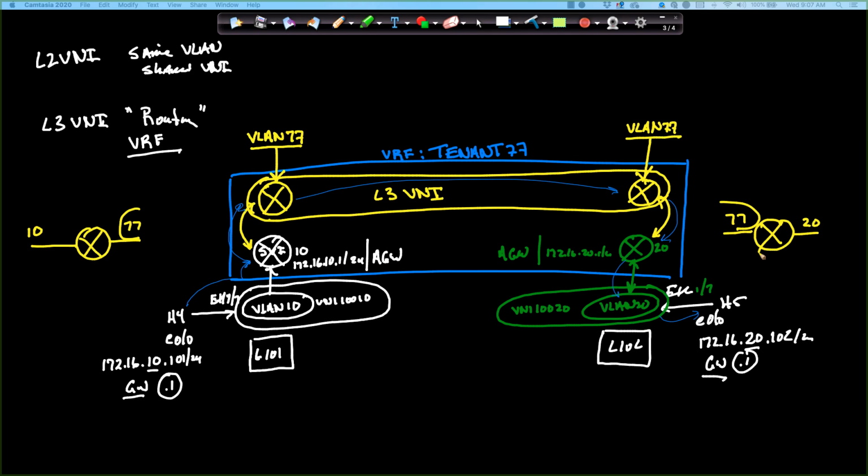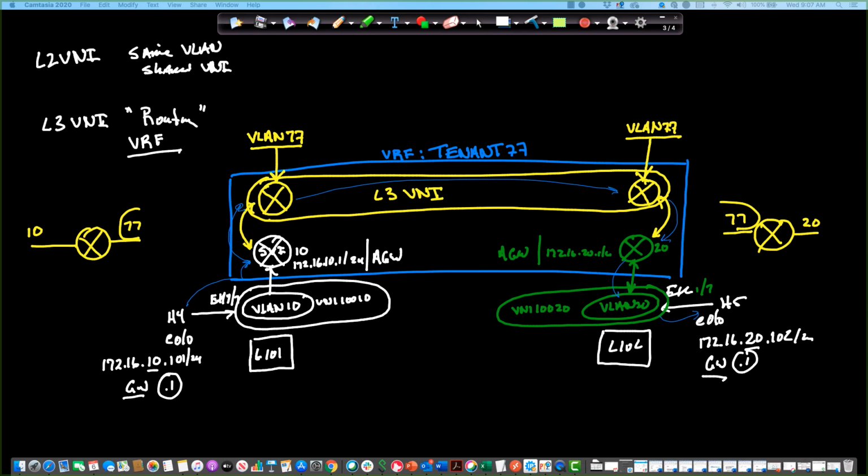Now, all this leaves is the changes and modifications that I need to make to the infrastructure. And we'll review that in the next video. I'll see you guys there.